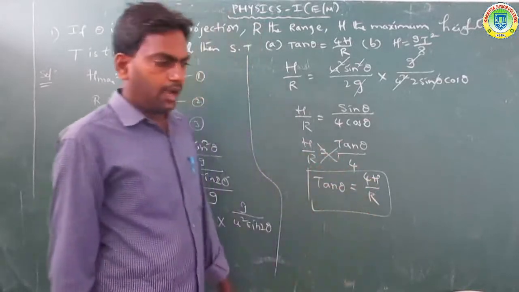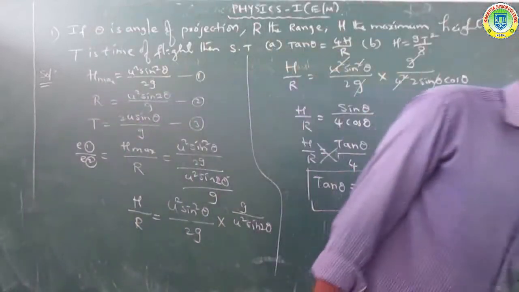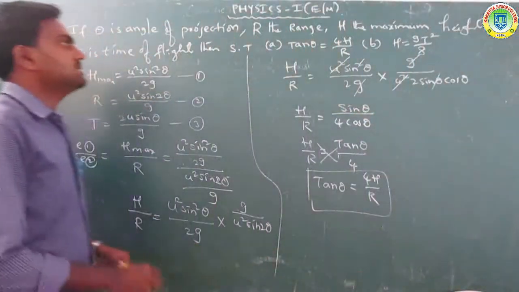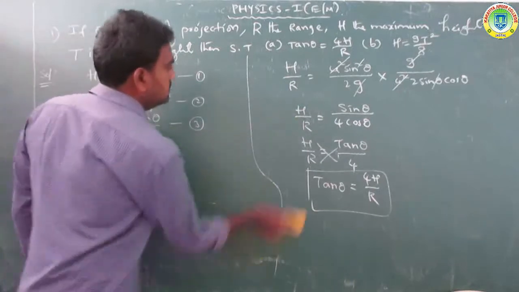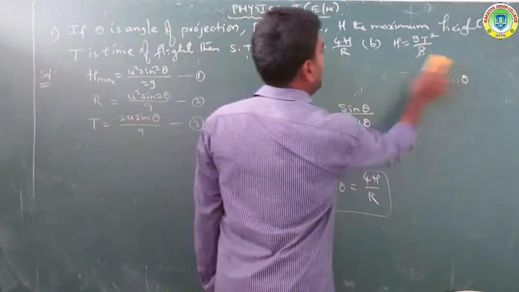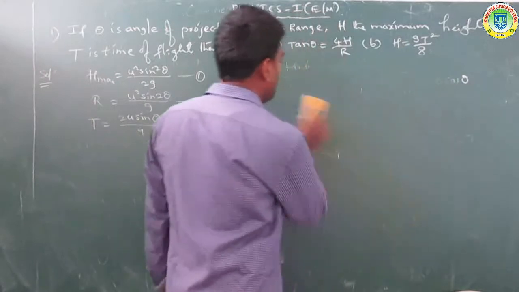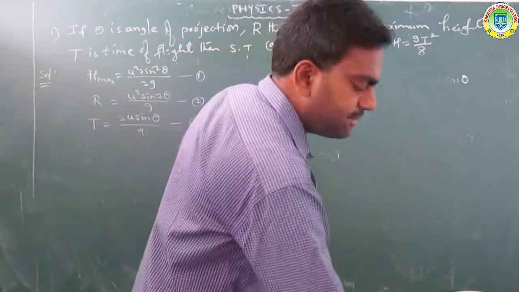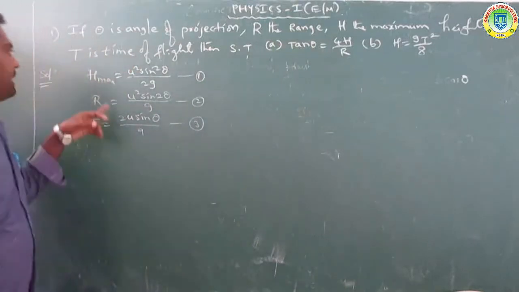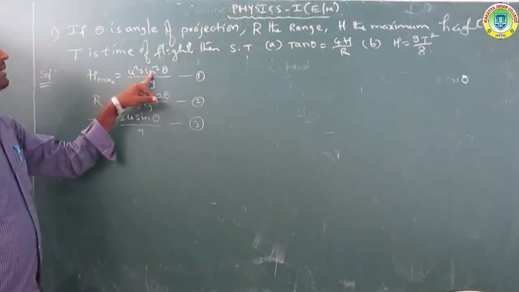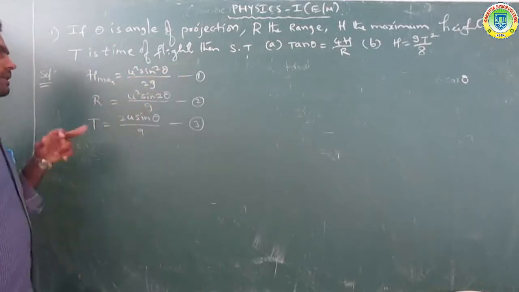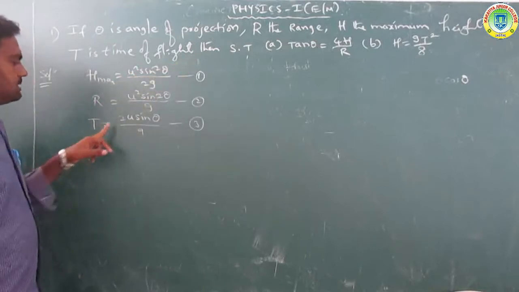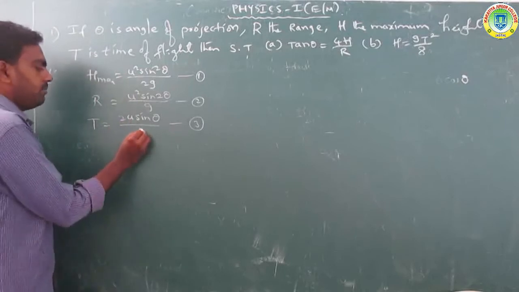Okay, clear that. Now another equation: show that h is equal to gt square by 8. Here h is the maximum height. We already know that maximum height is equal to u square sin square theta by 2g, and the remaining equation is the time of flight, t is equal to u sin theta by g.